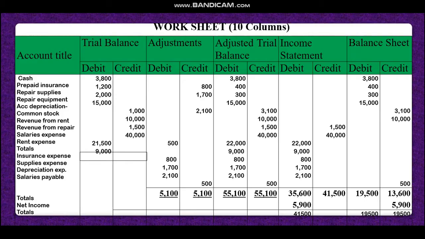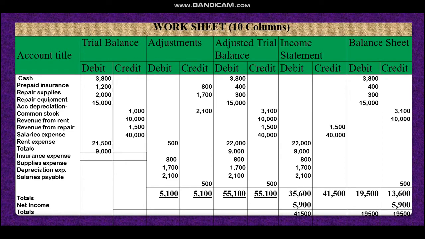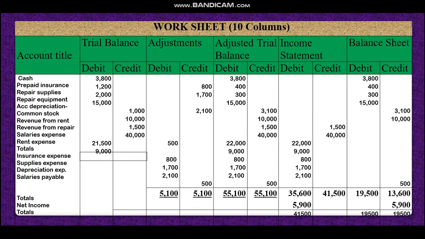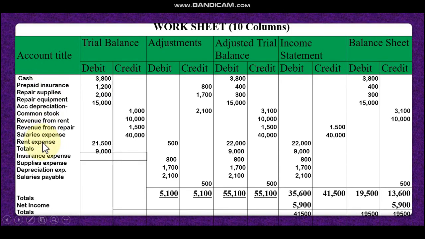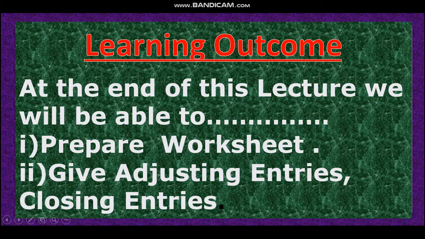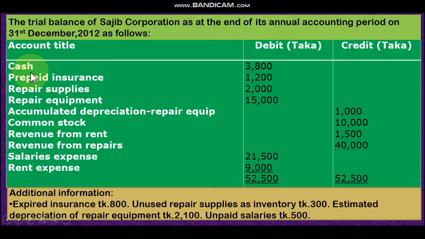Now we have to prepare the worksheet. This is the format of the worksheet. Dear student, last class we discussed in detail the formula for preparing the worksheet. At first, all of you know, you have to write all the items of the trial balance. That means in the account title column we will just copy it from the question. Whatever the question has, we will copy it.